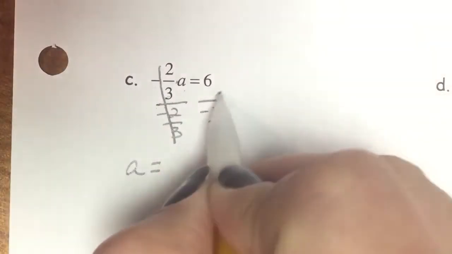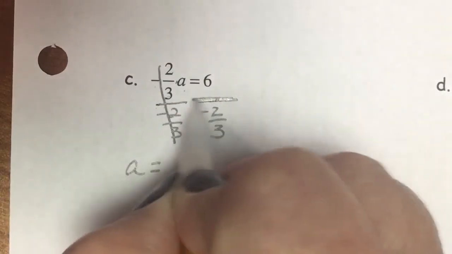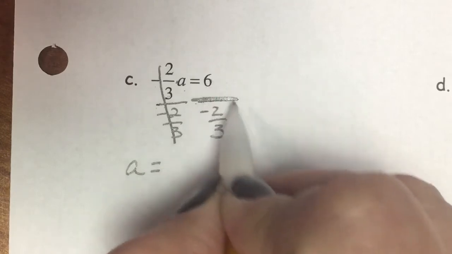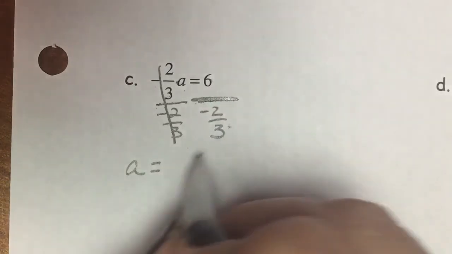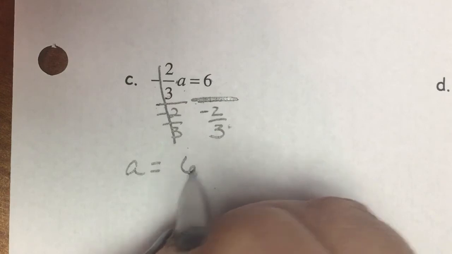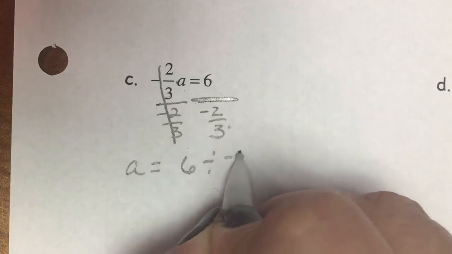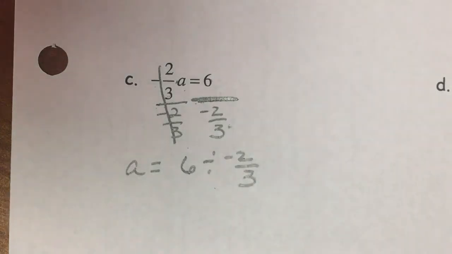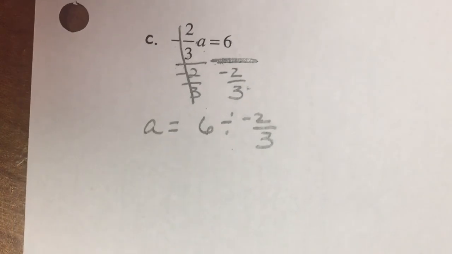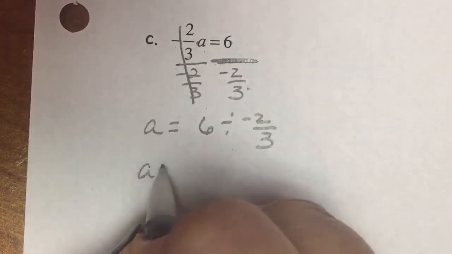Now remember, this is a complex fraction. You've already seen the video with complex fractions. This is really a division problem. So let's write it as a division problem. It is 6 divided by negative 2/3. So now we're just going to simplify.